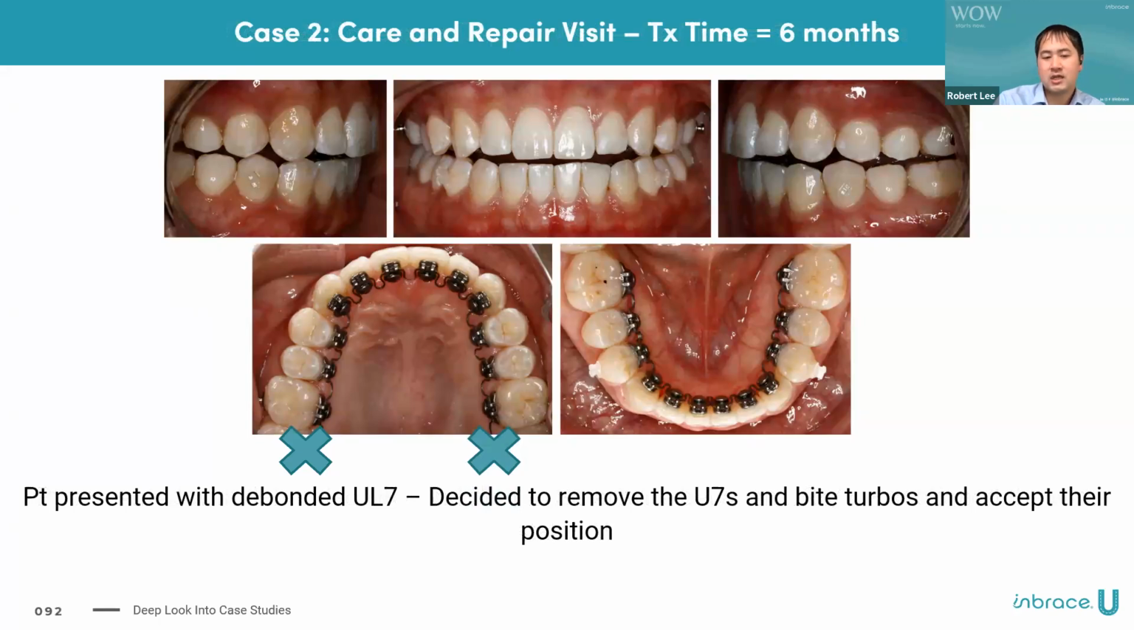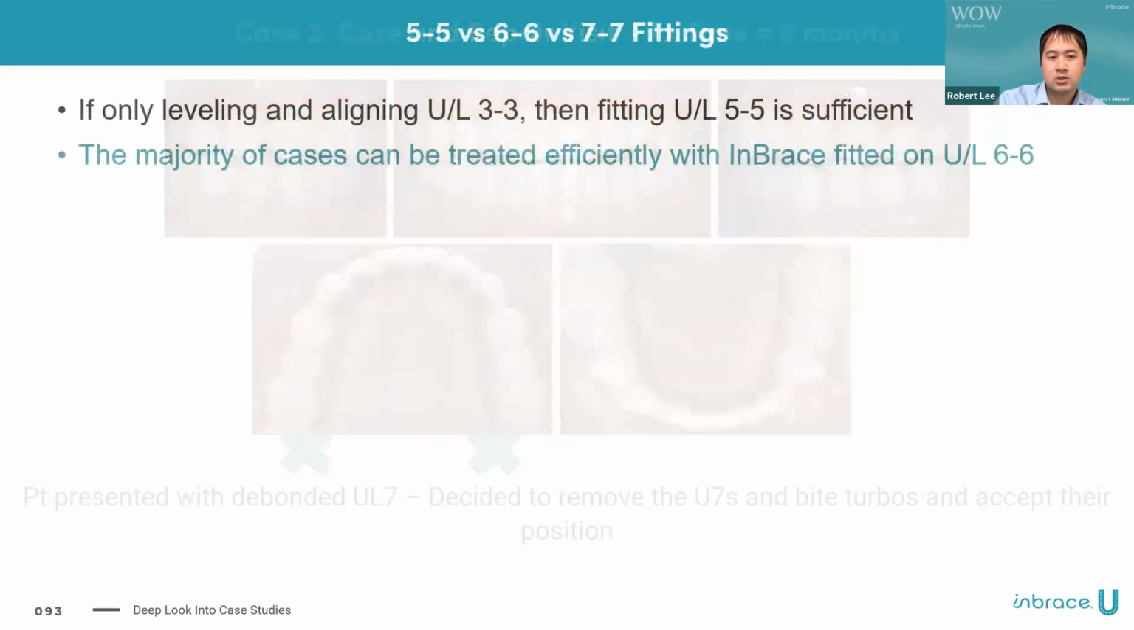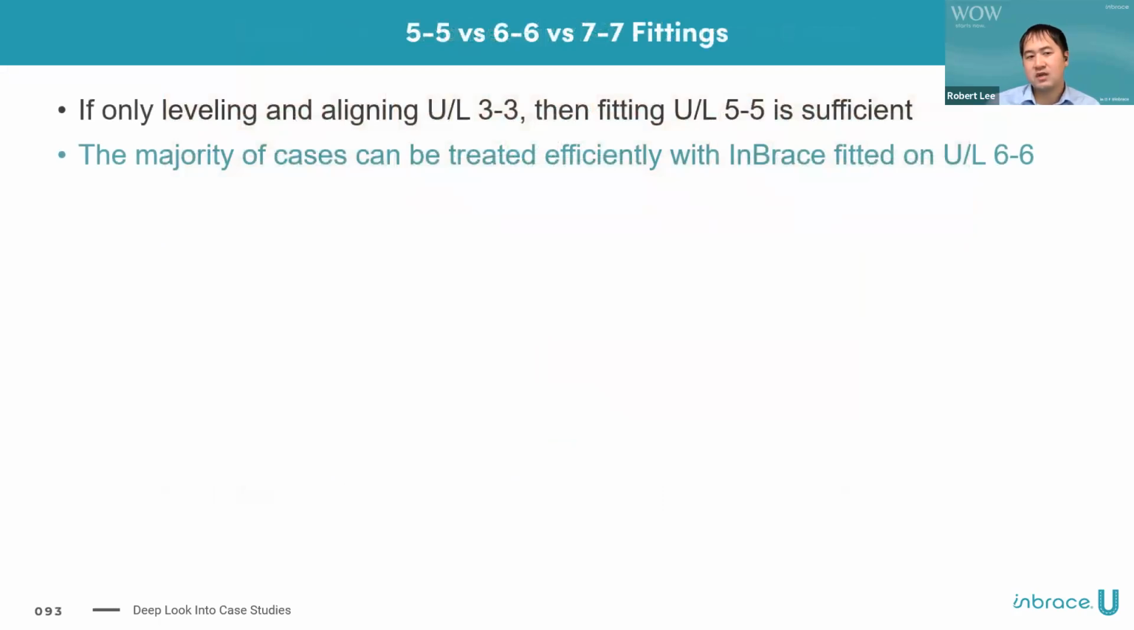So I just decided, actually what we're doing here is just unnecessary to begin with. It was just to kind of try things out for this patient because it's a friend of a friend. And so we just decided to remove the upper sevens, bite turbos, and then we're just going to accept the position. And in retrospect, that's what I normally would do for most patients. So with 5 to 5 or 6 to 6 for 7 to 7, I would say majority of cases can be treated very efficiently with InBrace fitted on upper and lower 6 to 6.